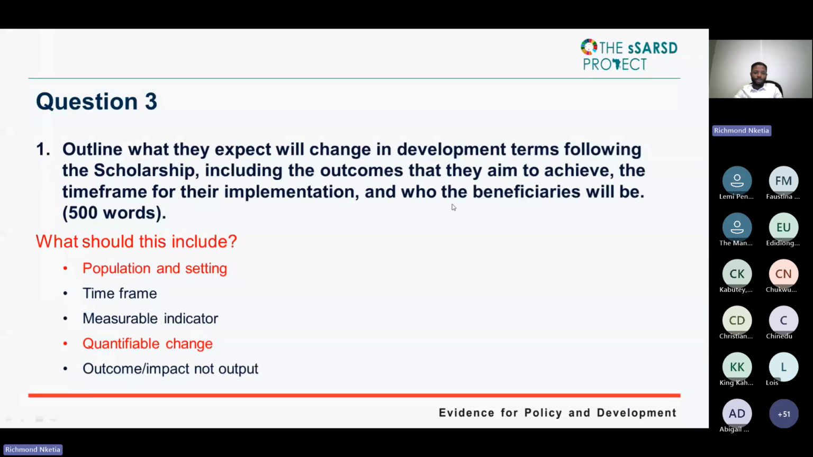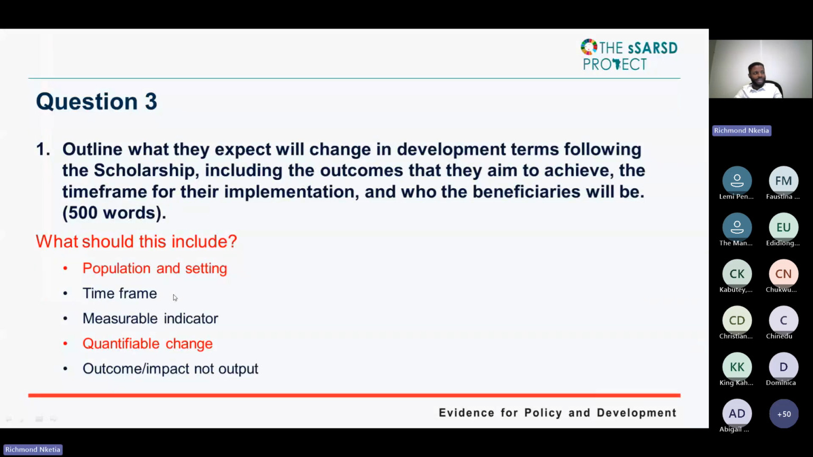And it should include the outcomes that you aim to achieve, the time frame for their implementations, and who the beneficiaries will be. So here, key things you need to state there. I've seen people write in paragraphs. It's fine if it captures how it needs to be. But the best way to put them is to write them in bullet points.